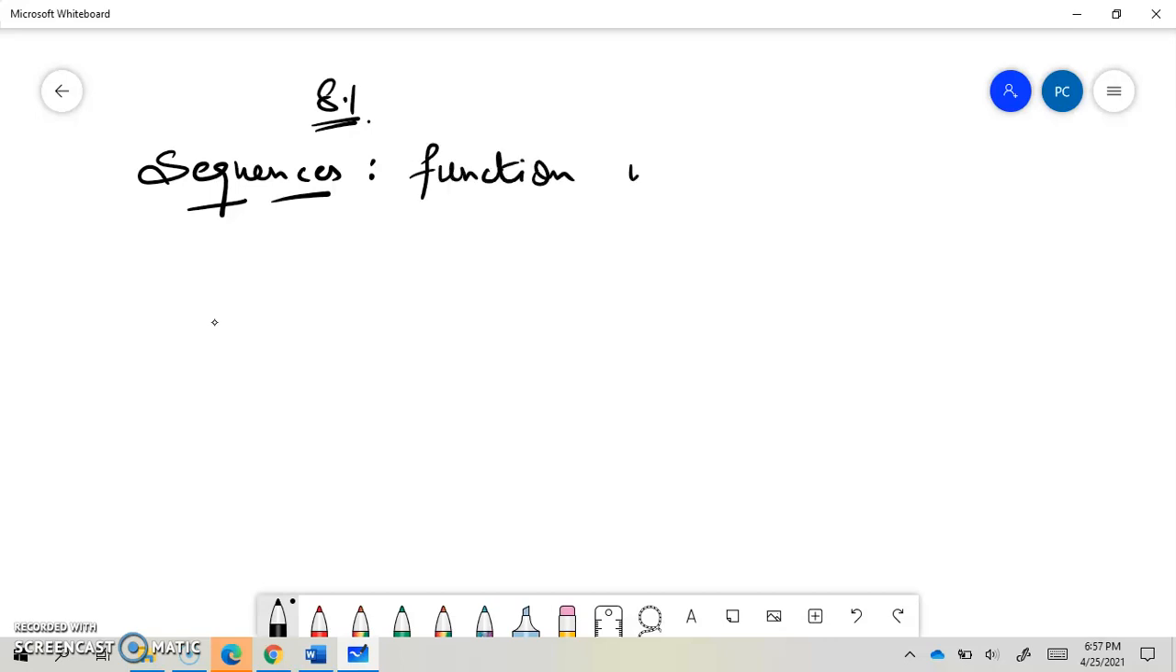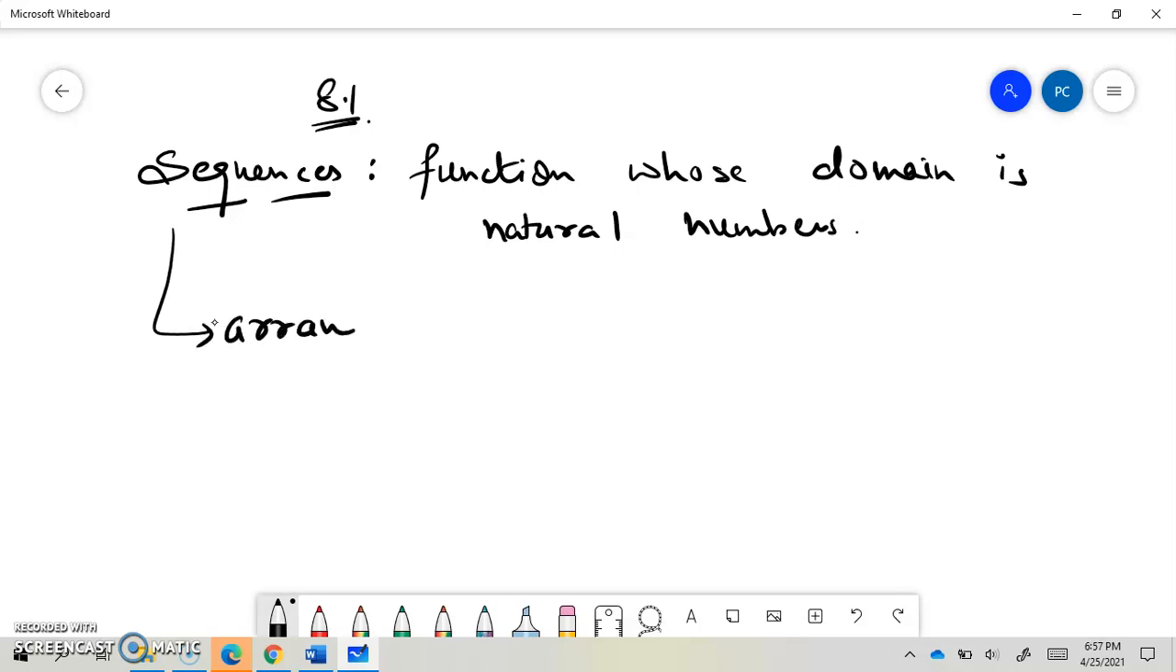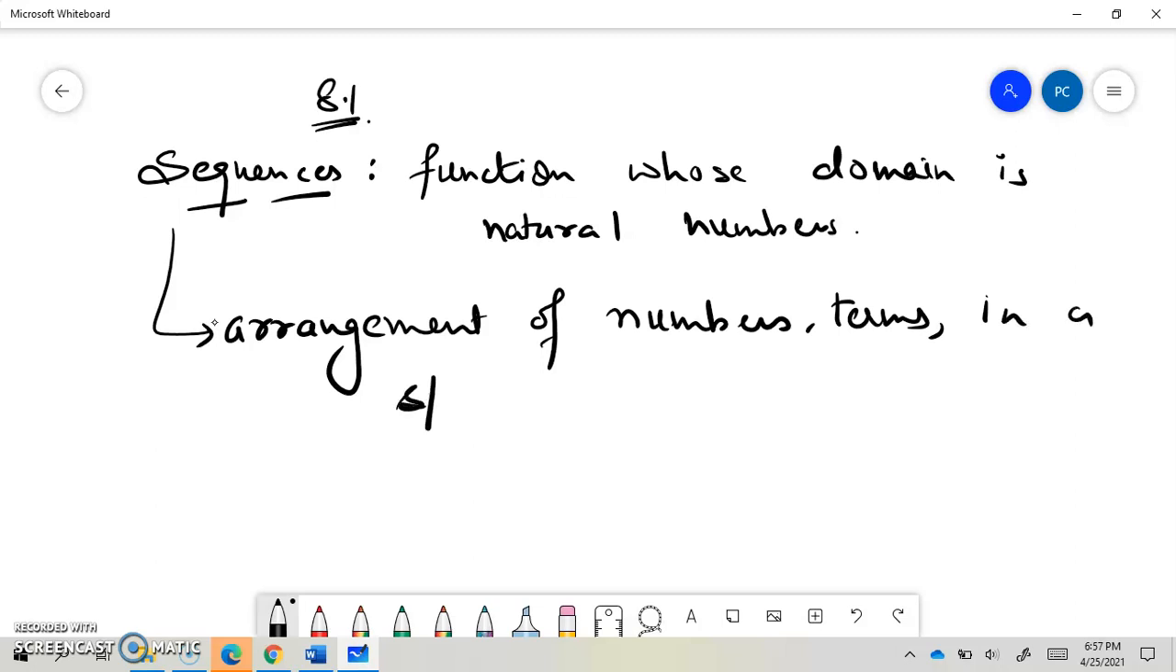Hello, we are starting our chapter 8.1 today. It's about sequences. So let's define sequences first. A sequence, in a simple way, we can say, is a function whose domain is natural numbers, or in layman's terms, a sequence is just an arrangement of numbers, or terms, in a specific order.